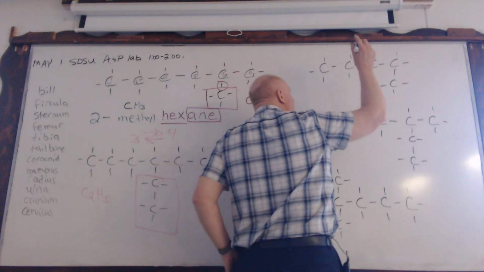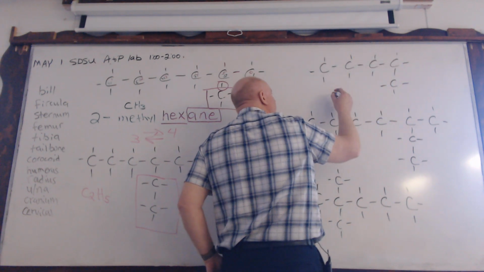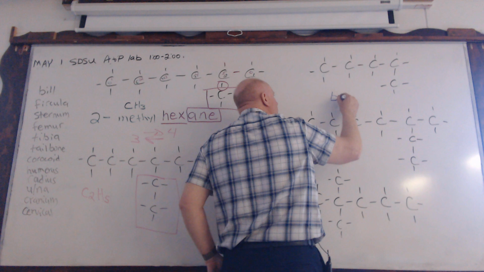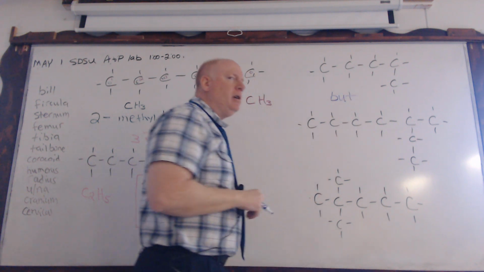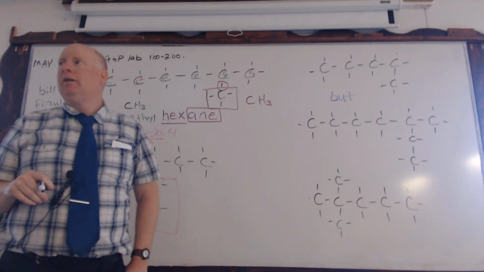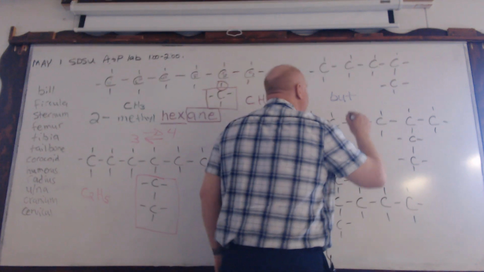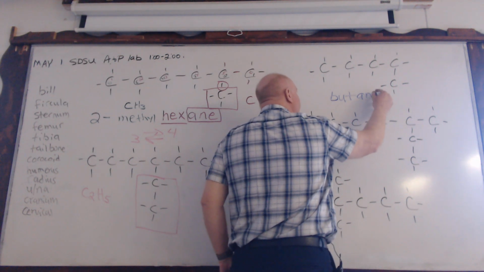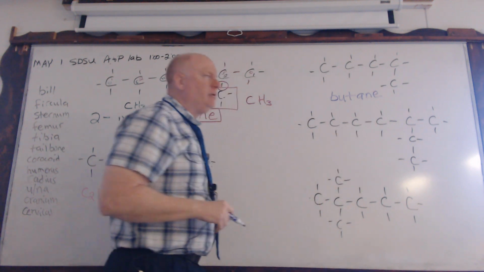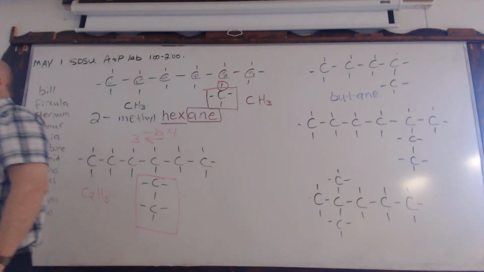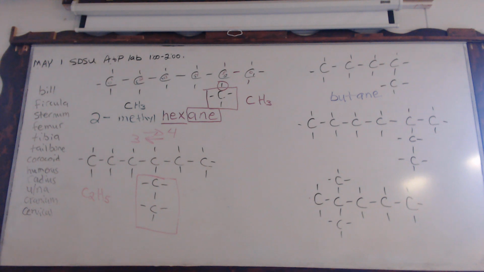So what is the prefix for a 4-carbon compound? Is this saturated? If it's saturated, it's an alkane. What if it's unsaturated? That means there's a double bond. What was the prefix at the end? It'd be butene or butyne. No, it's butane.